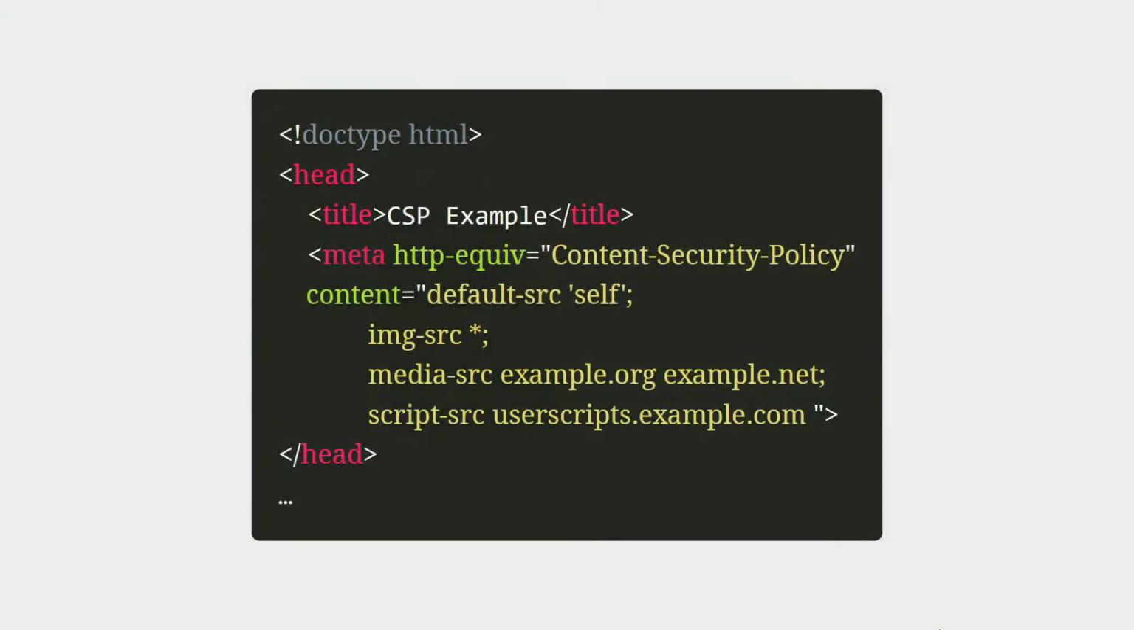You have a meta element, and within the content security policy, you tell them that your default source is self, which means you accept everything from your own website. And for images, here you accept everything, so the image can be hosted anywhere on the web. For media sources, and media sources mean video or audio, you only accept example.org and example.net. And for script source, you only accept scripts that are coming from the URL that is named there. And anything else that comes from any other source, the browser will not accept.